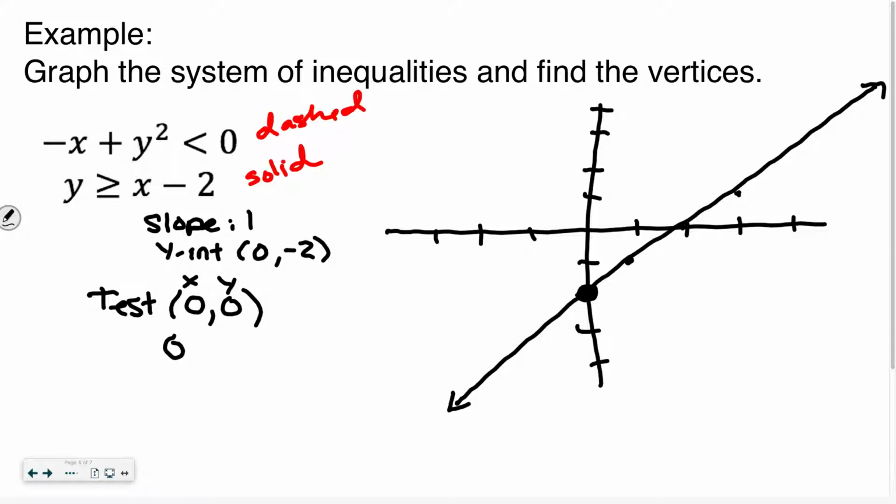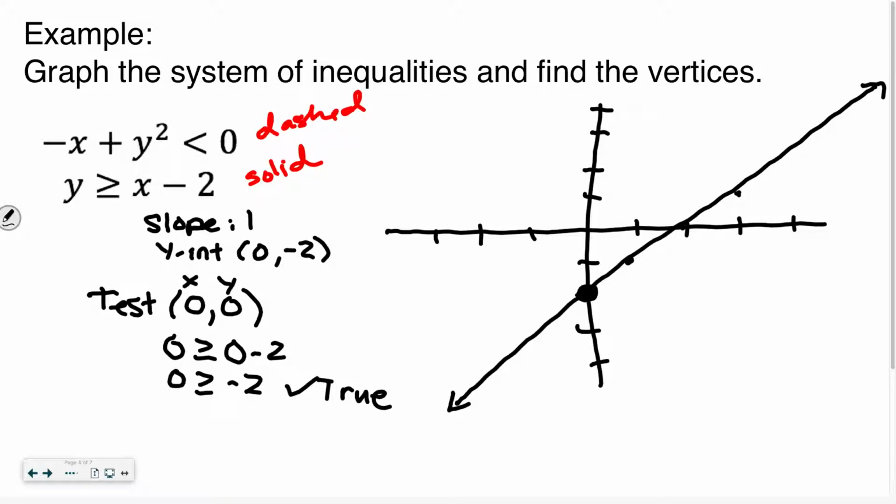So is 0 greater than or equal to 0 minus 2? 0 is greater than or equal to negative 2? True, right? That checks out. So that means on my graph, I would want to shade where 0, 0 is. So I'm shading above and to the left.